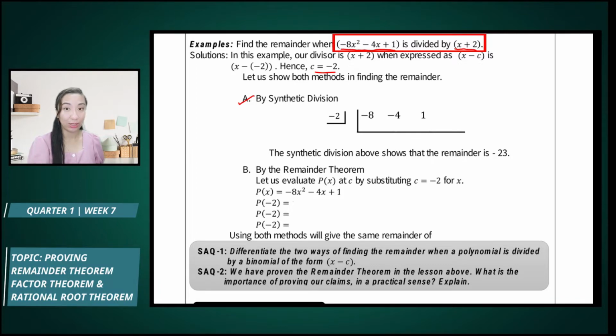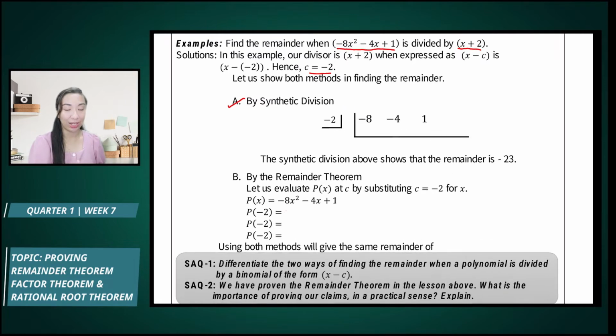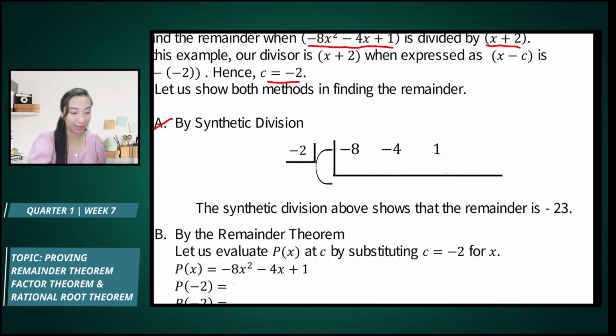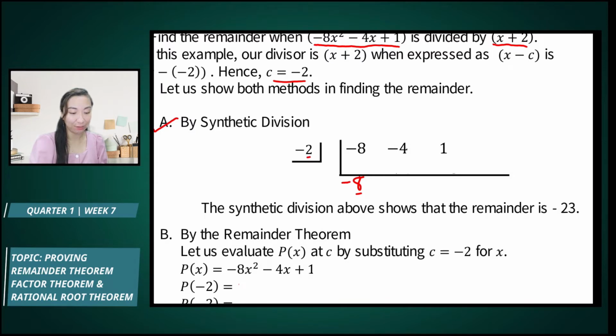What you're going to use here are all the coefficients of the dividend. As you can see here, we have -8, -4, and then we have +1. And on the left side, we have the value of c, which is -2. So let us start with our solution. First, we will bring down the first entry, -8, followed by multiplying -2 to -8. Our result is +16, and then we will add it vertically. So, -4 plus 16 is +12. After that, we will multiply -2 to +12, and the result is -24.